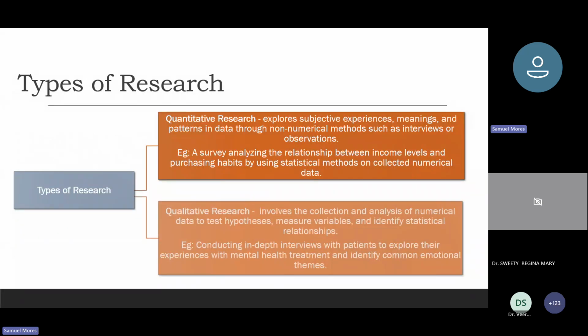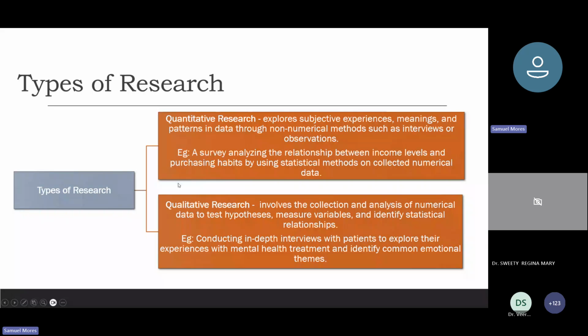Okay, probably you know about these two types, quantitative and qualitative research. Quantitative research is where you have scaled data which are measured in terms of numbers. That means it's numerical data. You are using that numerical data with some statistical methods, analyzing that data and coming up with some conclusions. That is basically quantitative research.